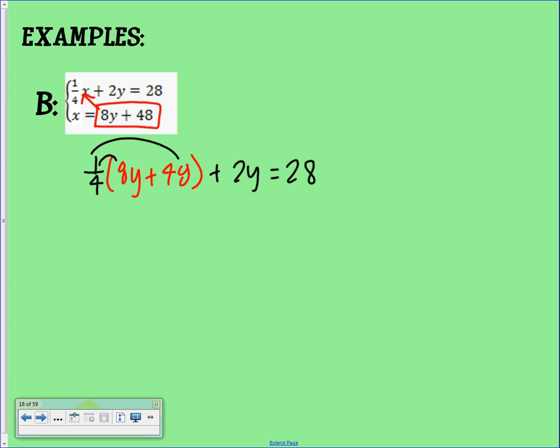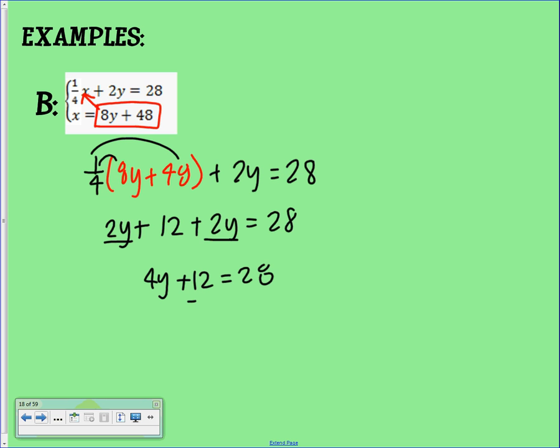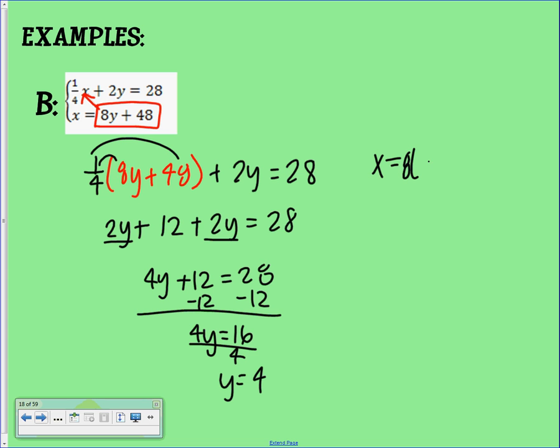So to simplify this, I'm going to distribute, leaving me with 2y plus 12 plus 2y equals 28. I'll put together my like terms, so that's going to give me 4y plus 12 equals 28. I'll subtract 12 from each side, leaving me with 4y to equal 16. Divide by 4, so y will equal 4. Again, I need to know both variables, so I'll use that second equation, which says x equals 8y plus 48, and I know y is 4. So my final answer there is 80. So my ordered pair is 80, 4.